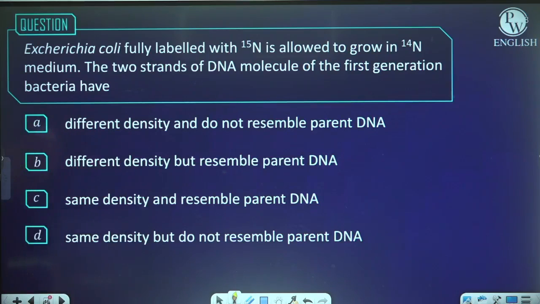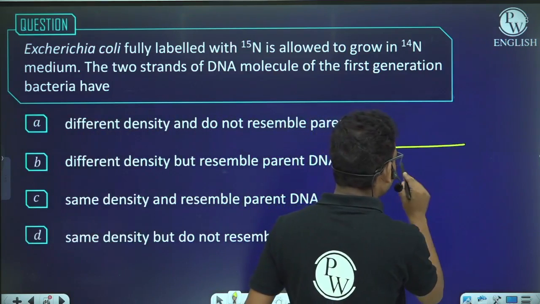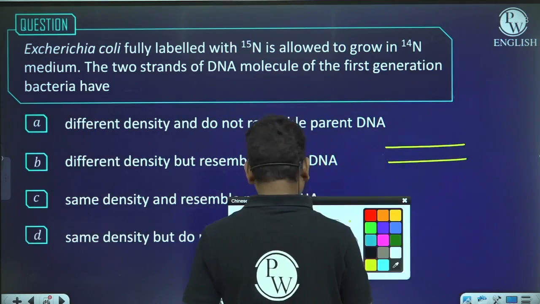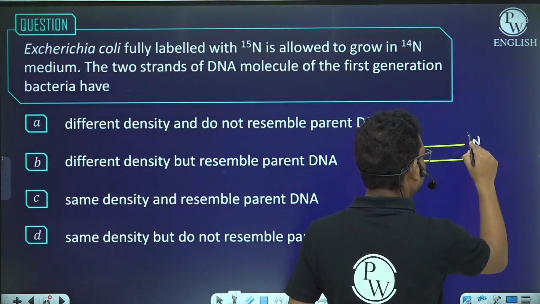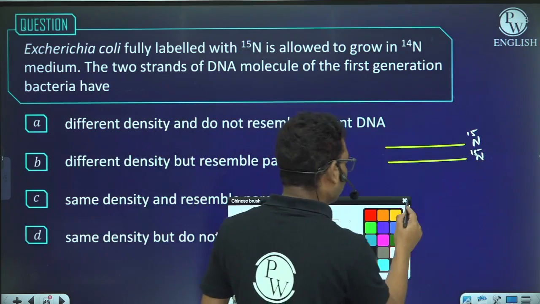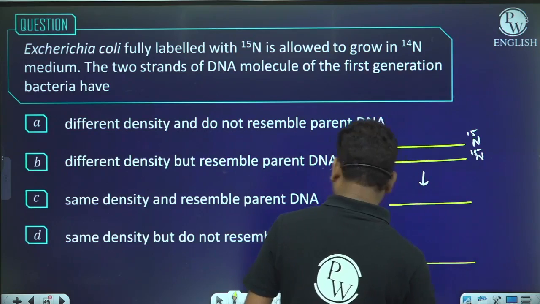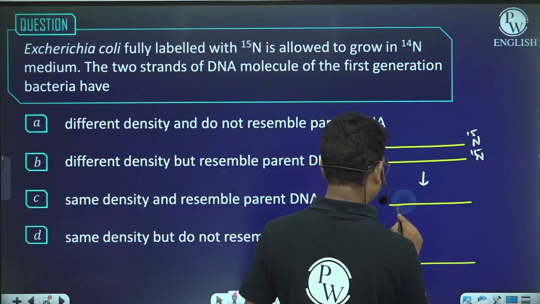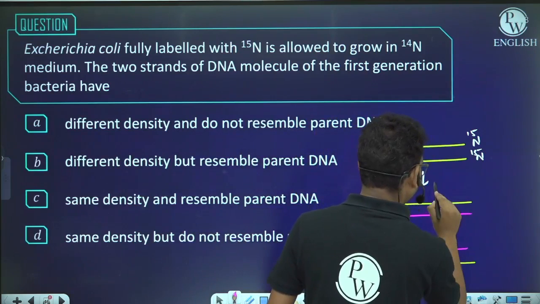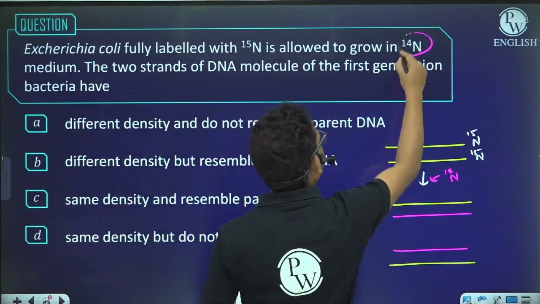Next, E. coli fully labeled with N15 allowed to grow in N14 medium. The two strands of DNA molecule of the first generation bacteria would have... See, suppose this is one DNA, and in this DNA the nitrogen are N15. That means heavy nitrogen is present. And after replication, I will get DNA like this. Here, what did you supply? You have supplied N14.